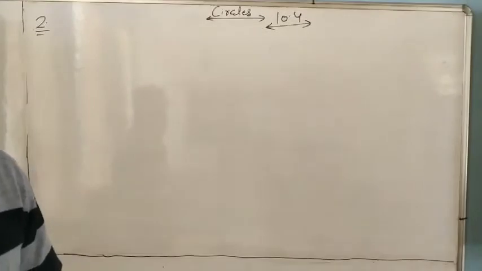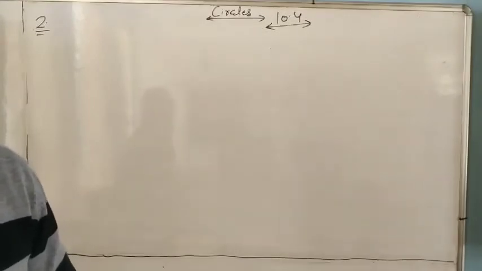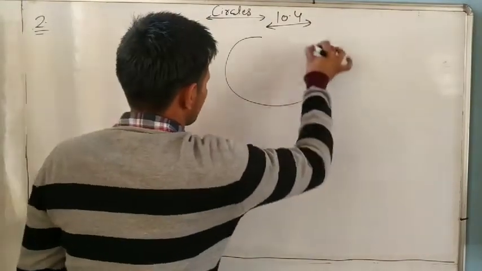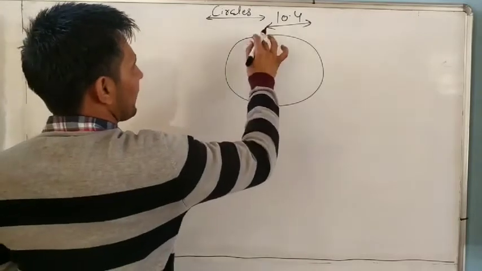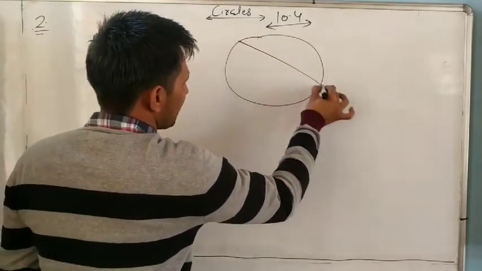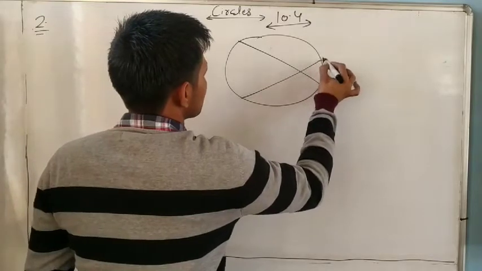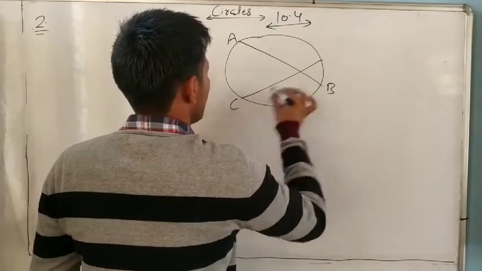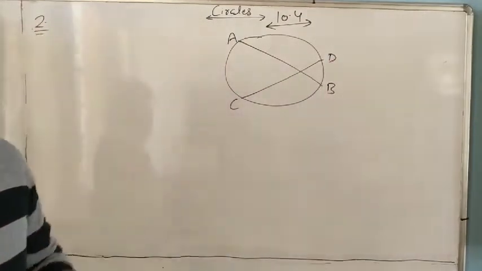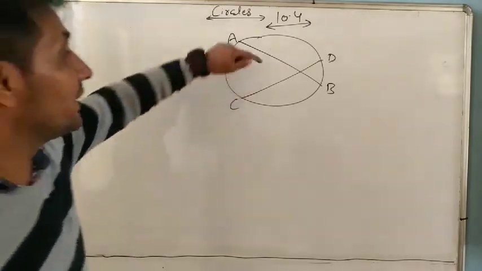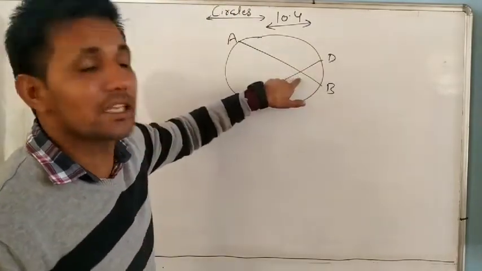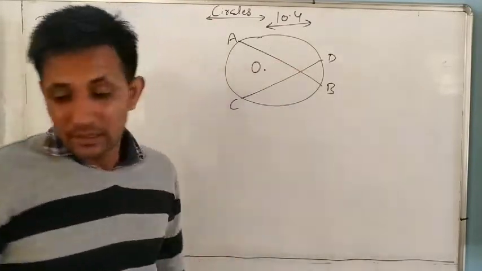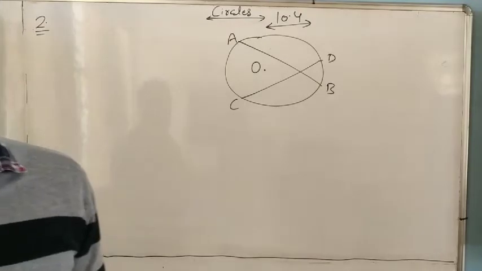If two equal chords of a circle intersect within the circle, it is given that it is a circle, and there are two chords, AB and CD. Two chords of the circle intersect within the circle. Where they cut within the circle, we don't know. They may cut at the center or not.